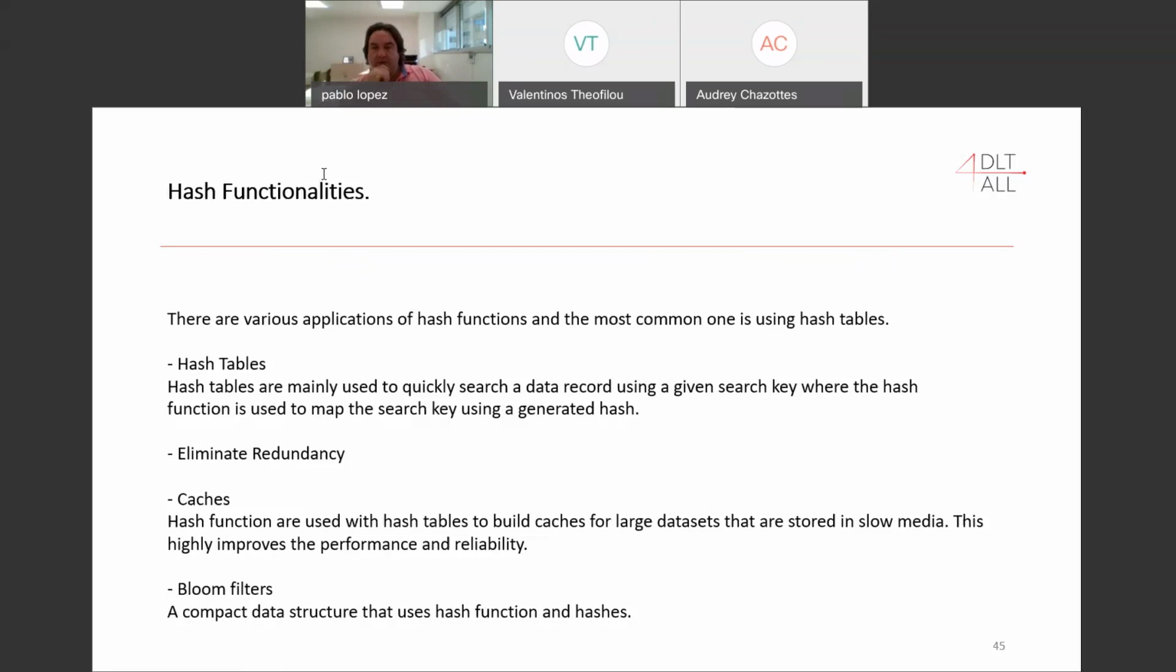The Swarm project aims to be the biggest decentralized storage platform for documents, and it is because it uses the hash function in a blockchain, in this case built on Ethereum. Swarm project. Hashes, Bloom filters: a compact data structure that uses hash functions and hashes.